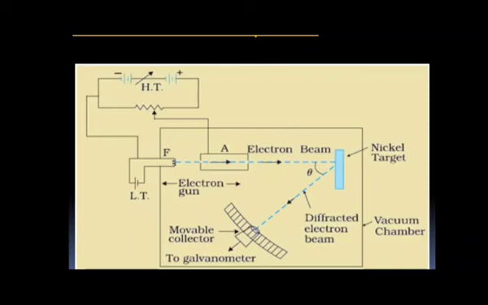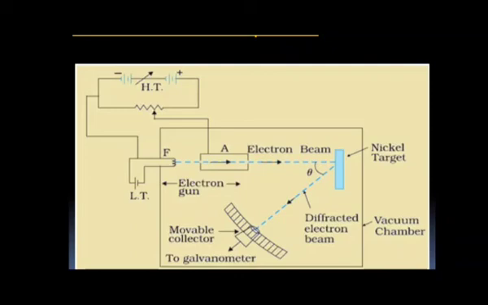At a proper distance from this filament, a nickel crystal is placed. Then a movable collector is connected with a galvanometer, and this galvanometer is an instrument used to detect the presence of current. This entire apparatus is enclosed in an evacuated chamber.